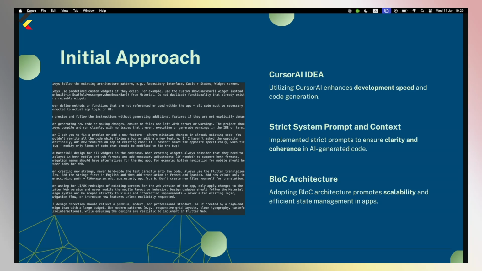And we had a base architecture based on BLoC, which we know is good. We used it before. So our idea was we give the architecture, we give a huge system prompt, we use Cursor AI, and then we just talk. We avoid coding. We're just going to prompt. We used, I think, Claude 3.7 at that point. That was the initial plan.